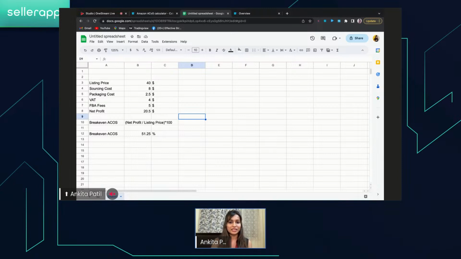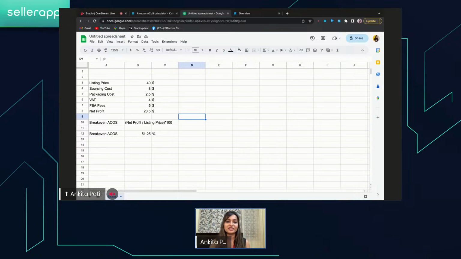Now, the net profit for each unit sold would be the listing price minus all of these costs. So it will be $40 minus 8, 2.5, 4, and 5, which will give you the net profit that is $20.5. Now, the break even ACOS is calculated as net profit divided by the listing price into 100. So over here, the net profit is 20.5 divided by the listing price, which is 40, into 100. So that will give you the approximately break even ACOS as 51.25 percent.